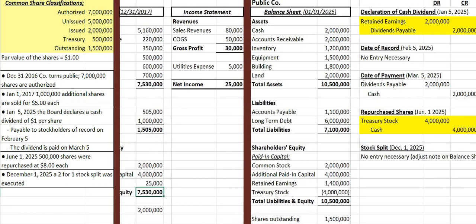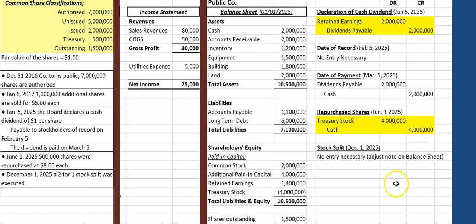And so that's pretty much it. Stockholders' equity is a lot more complex than this. This is just a very basic explanation of stockholders' equity. Like I said, it's a lot more complex than this, but this is enough for you to know to pass the test, okay? Thanks.